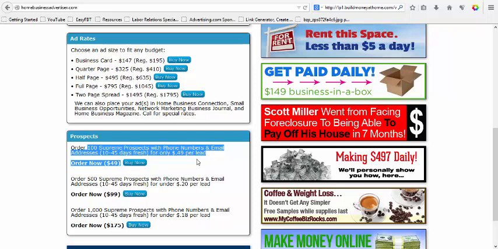Now for 100 of them, you get their phone numbers and their email addresses. These are people that bought magazines and are actively looking to join a home business within the last 10 to 45 days. You get these for 49 cents per lead, $49 for 100 leads, all the way up to 1,000 leads for $175. That's 18 cents per lead. So for $175, you get 1,000 fresh leads of people who are looking to join a home business.